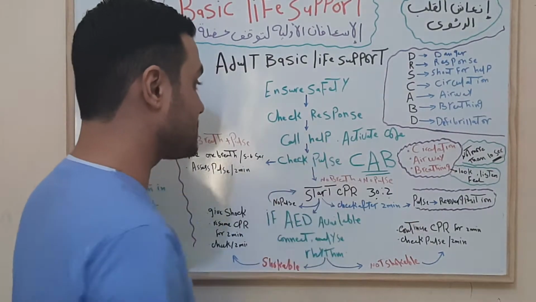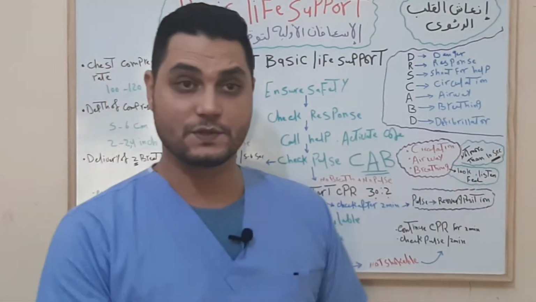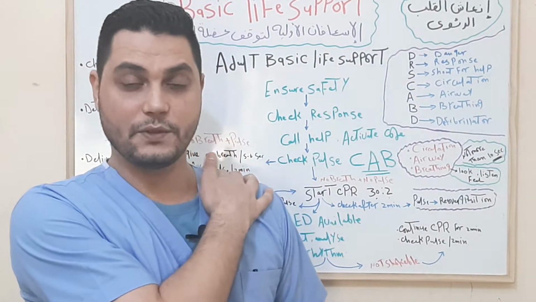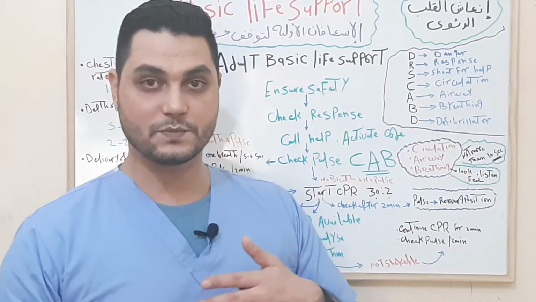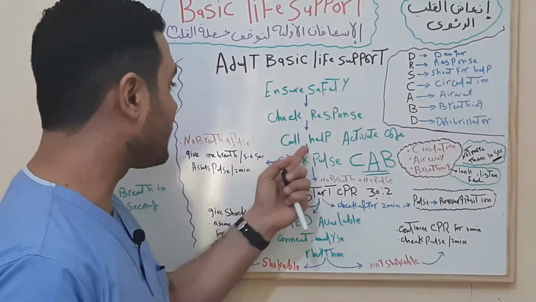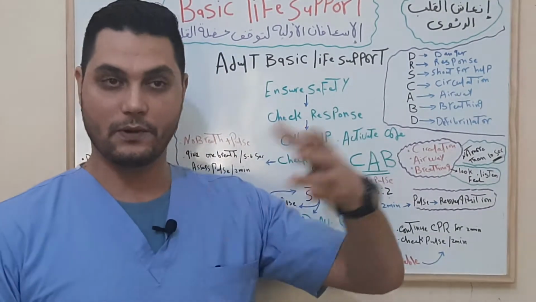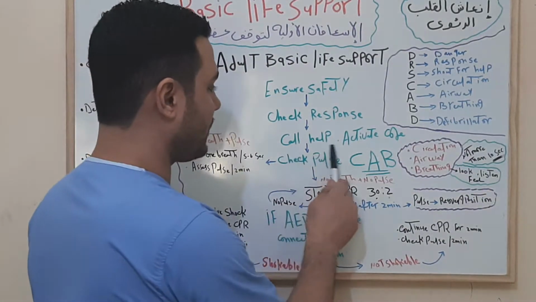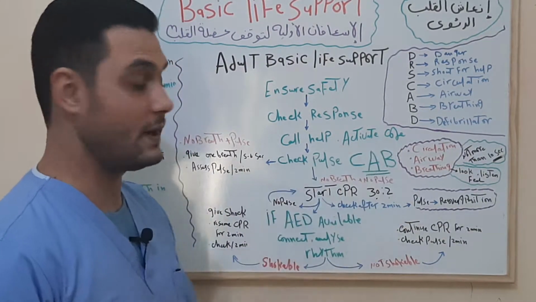Then you will check the response of the person. So you will check here: hey, hello, how are you? Can you hear me? He will respond or not respond. If not respond, you will call for help. Call anyone beside you, or when you are in the hospital, you will do code blue. So the third thing is call for help or activate the code when you are in the hospital.